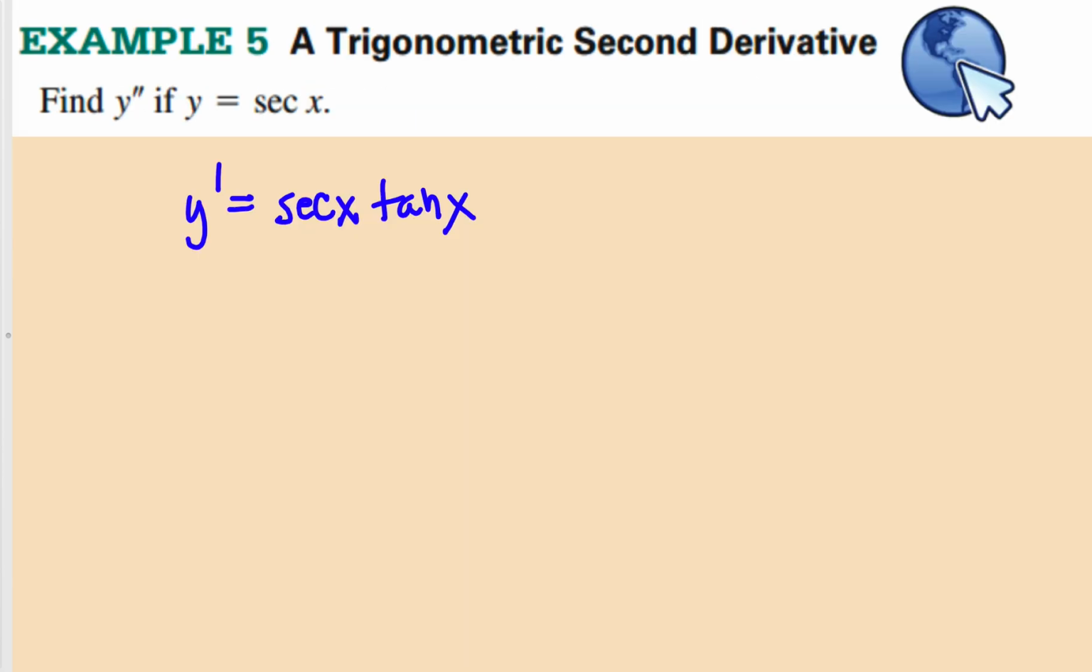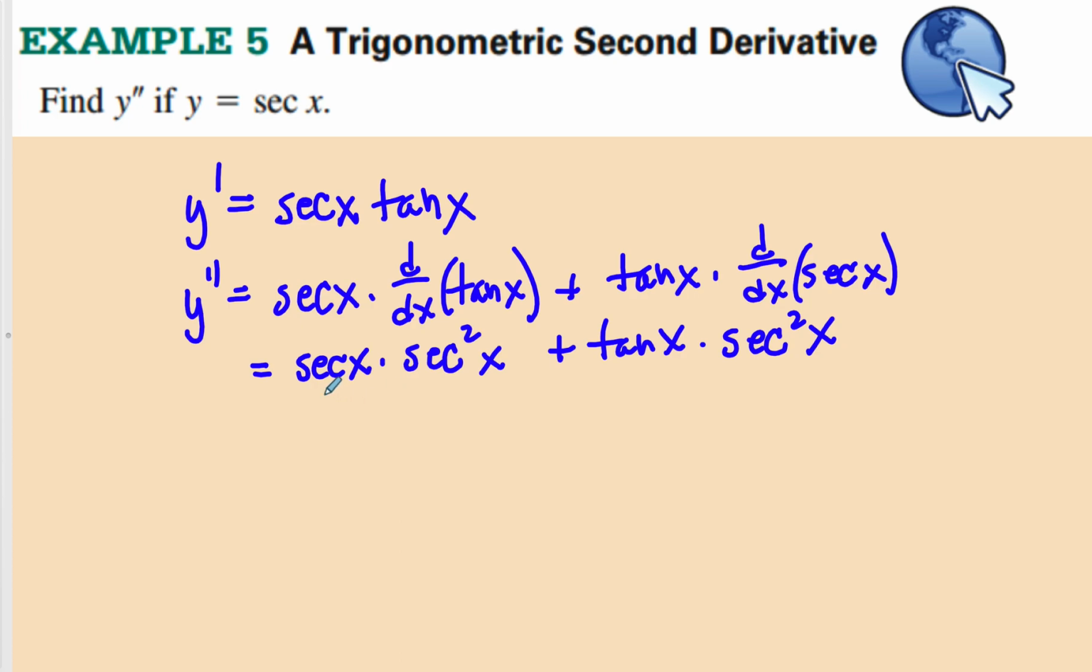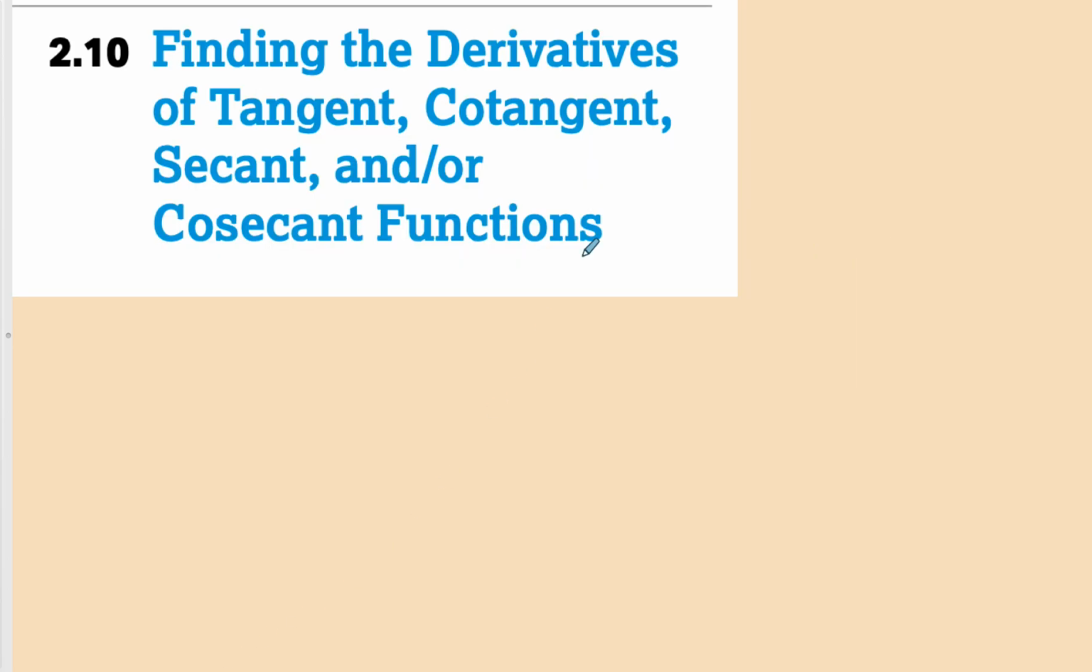Let's take a look at a second derivative. The first derivative would be just to take the derivative of secant x. And now what I'd like to do is use the product rule. And when I use the product rule, I will get the second derivative being this. So that's how you figure out the second derivative. And that's the end of the screencast.